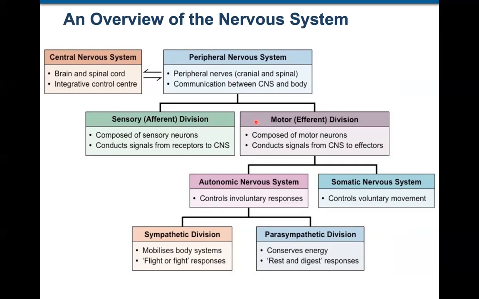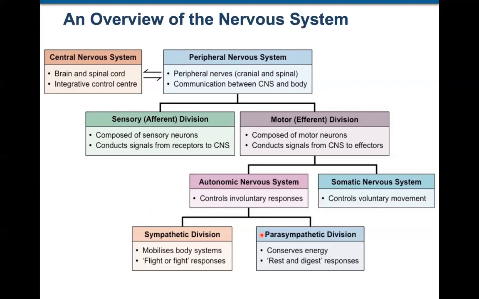The motor division can be further divided into the somatic nervous system, which controls voluntary movement, and the autonomic nervous system, which controls involuntary responses. And then the autonomic nervous system can be further divided into the sympathetic division, that's the fight or flight responses, and the parasympathetic division, which conserves energy. It's the rest and digest system.